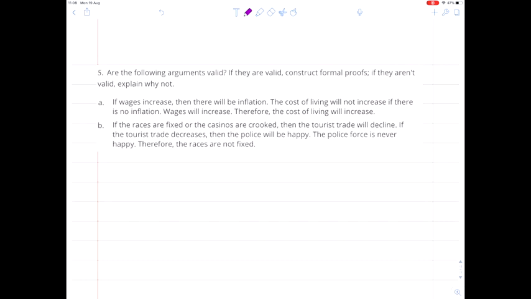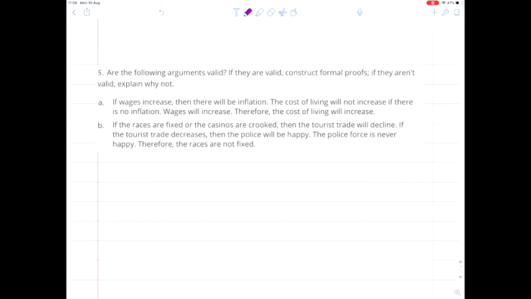So it's worthwhile thinking about whether the following arguments are valid. And if they are valid, you can construct a formal proof, and if they aren't valid, explain why not. So let's have a look at these. We've got: if wages increase, then there will be inflation. The cost of living will not increase if there is no inflation. Wages will increase, therefore the cost of living will increase.